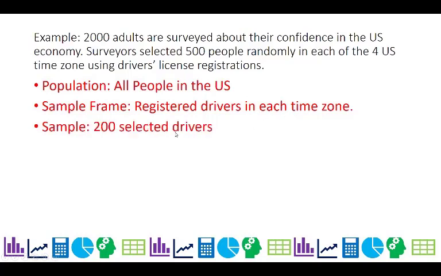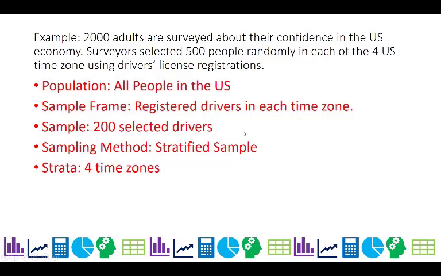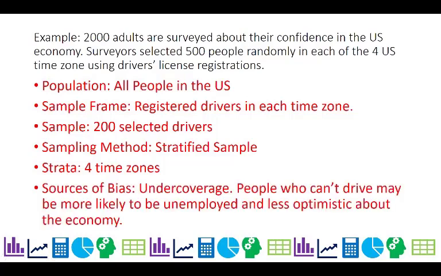The sample is 200 selected drivers, and the method is stratified. The reason is they're getting a small sample from each time zone. It's like they're doing 4 hats. A hat for Eastern time zone, for Central, for Mountain, and Pacific. So that's your strata. Now, where's your source of bias?